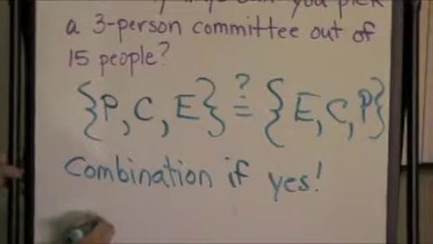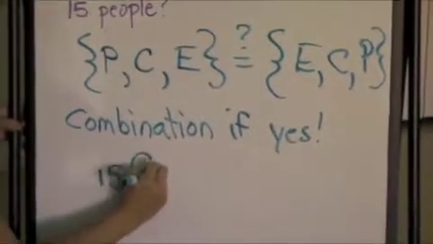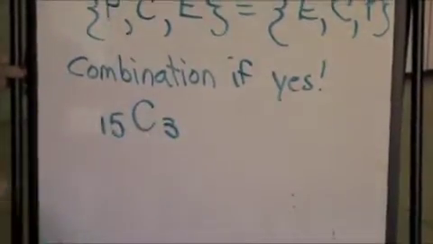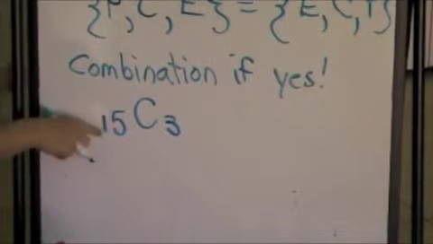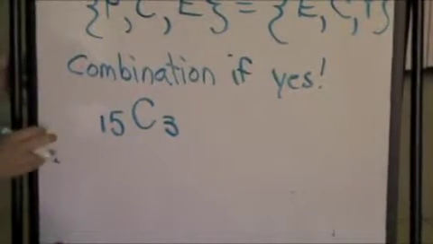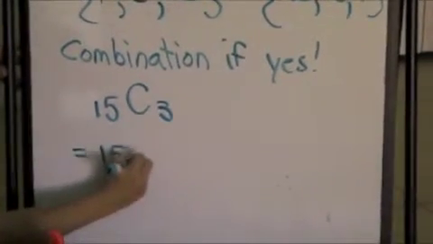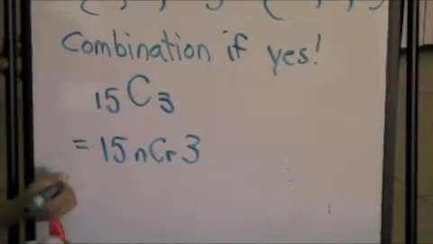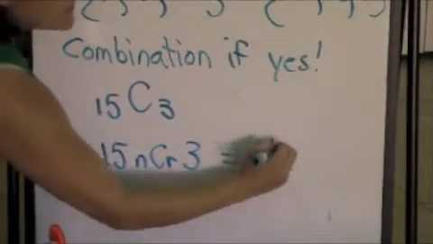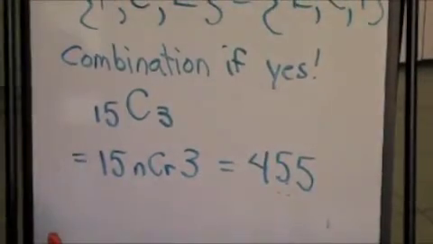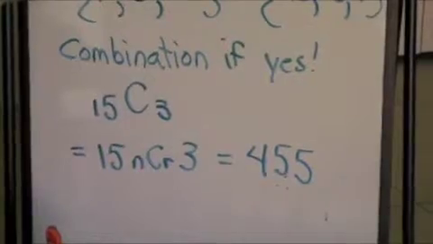And to solve this problem, we're going to take 15 and we're going to choose 3 people. Your calculator can compute this result. You can do it by hand, but it's a little easier to use the calculator. You just hit the NCR command on your calculator, and the result is you could make 455 committees when choosing 3 out of 15 people.